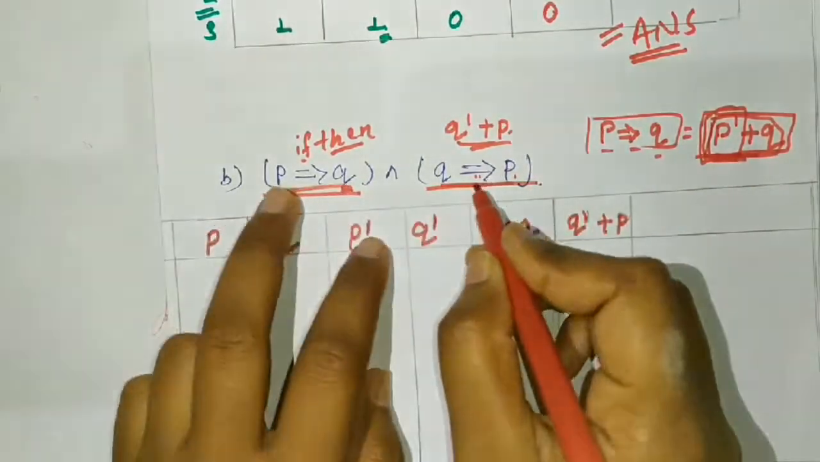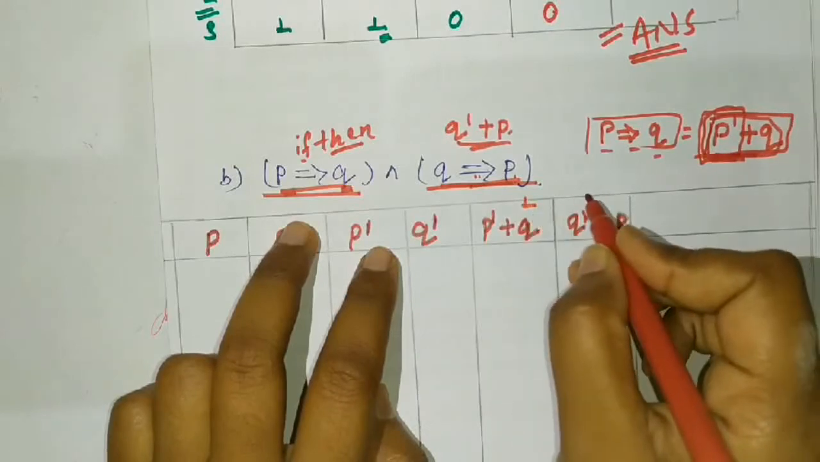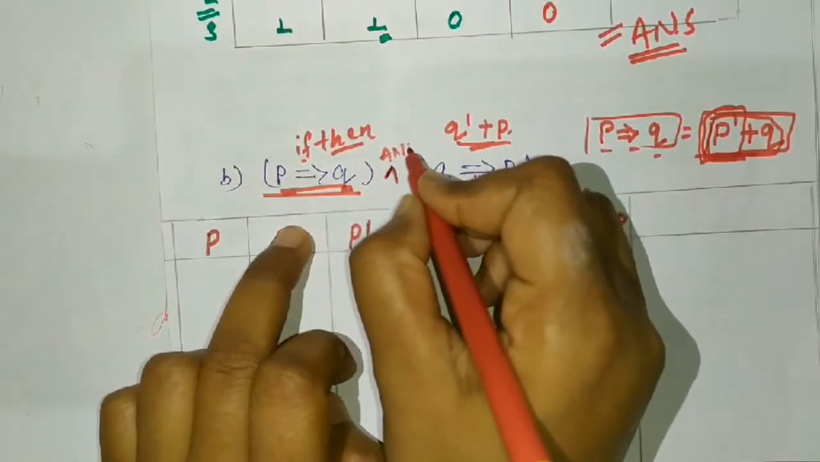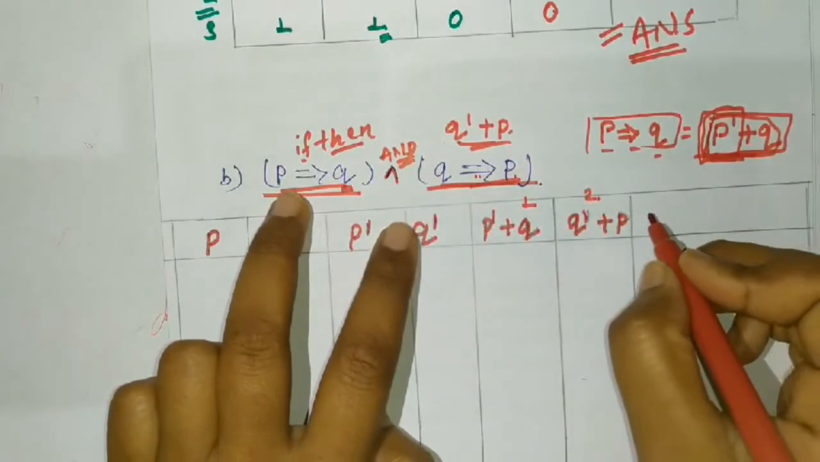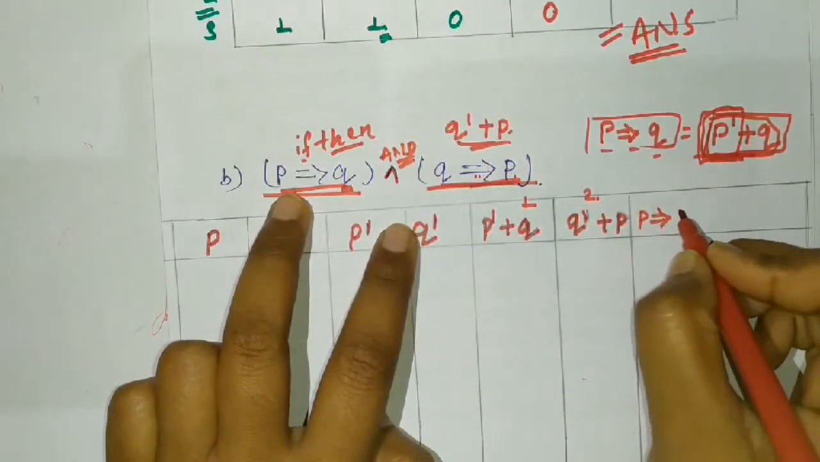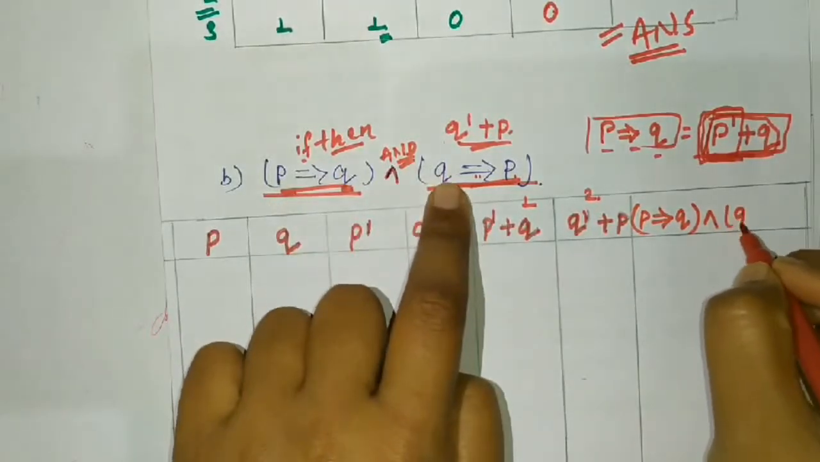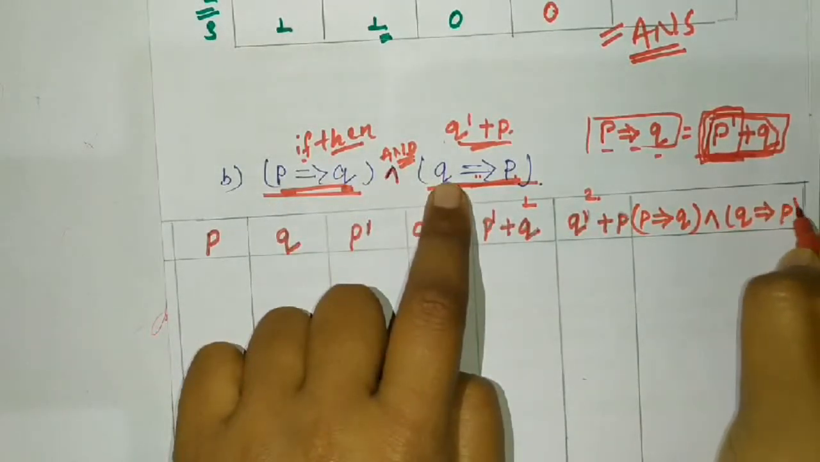So next we multiply these two results. This is first and this is second. Here this is an AND sign, AND operator, and that means multiply. So we have to write P conditional Q into Q conditional P.